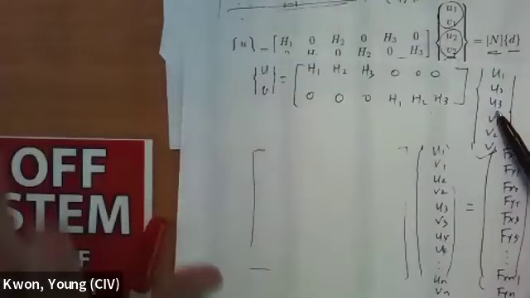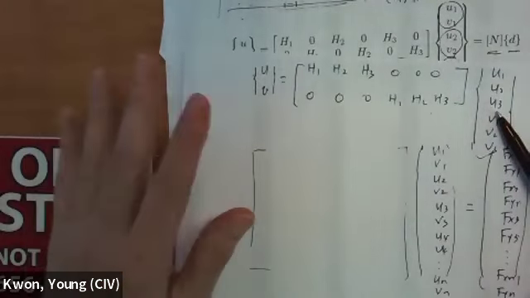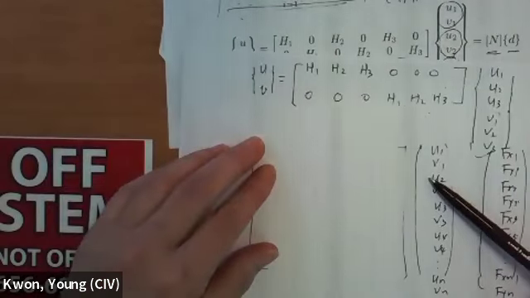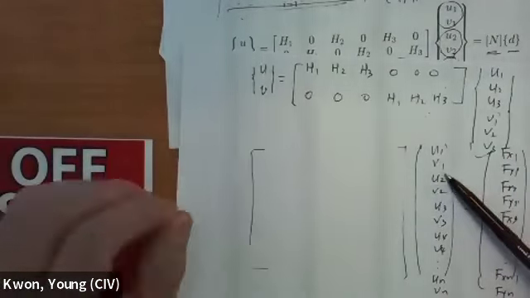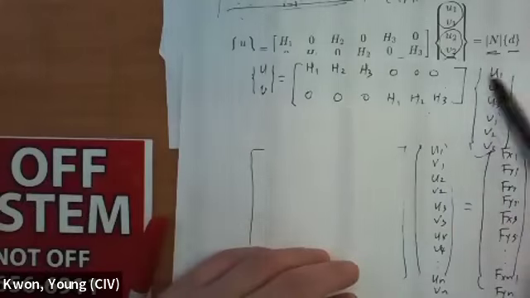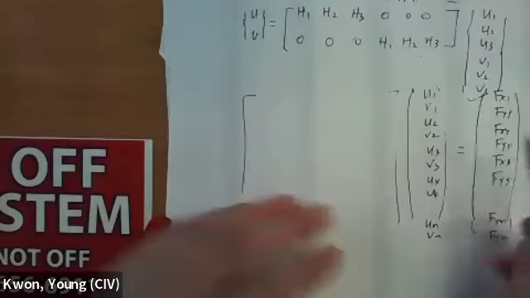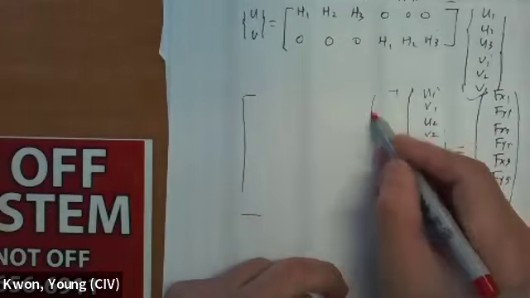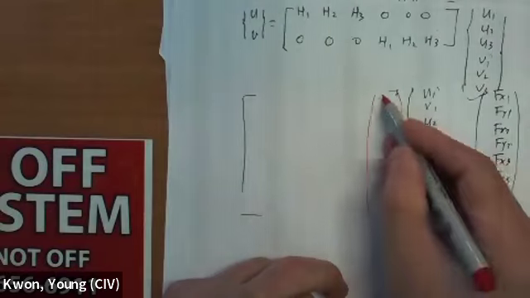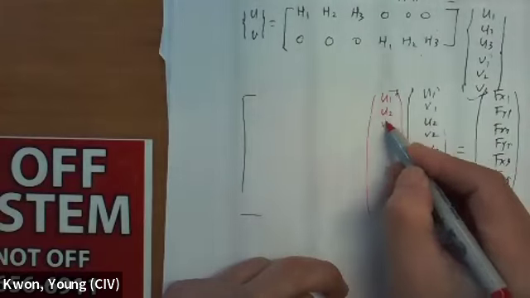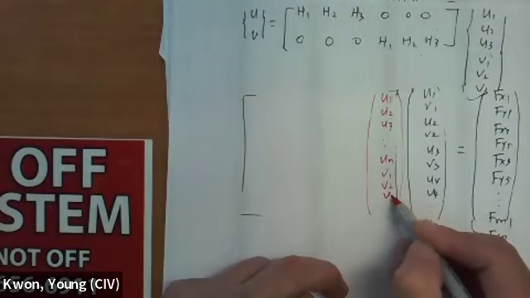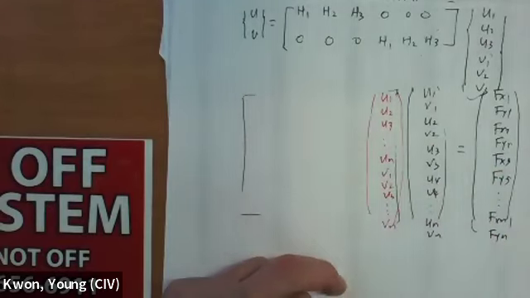Of course, you can do the other one too. Nothing wrong with it. Mathematically it is also correct, but UV for every node is more preferable. In that case, your column vector is going to be like this: U1, U2, U3, and Un, and V1, V2, V3, and then Vn.